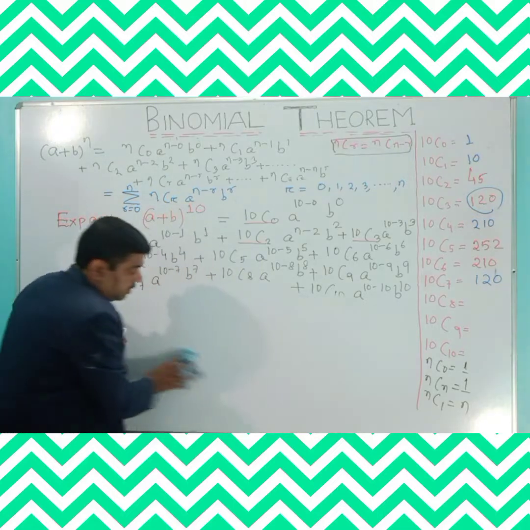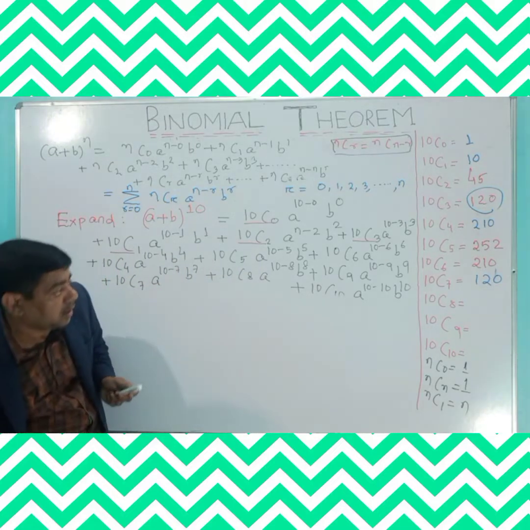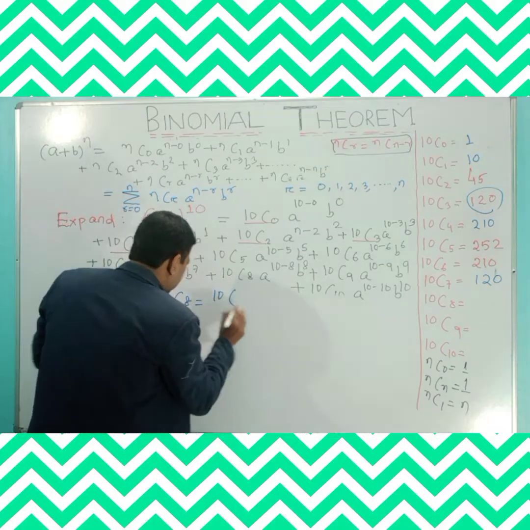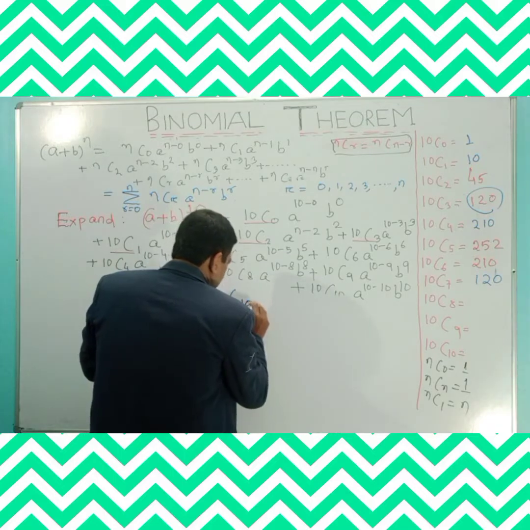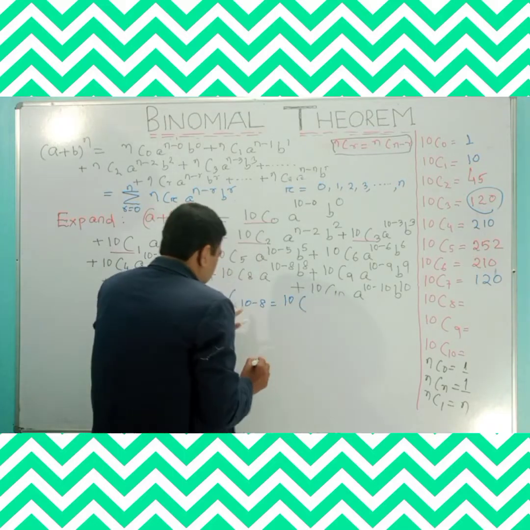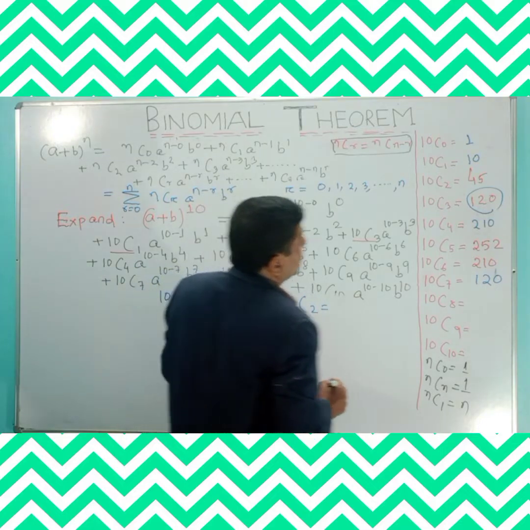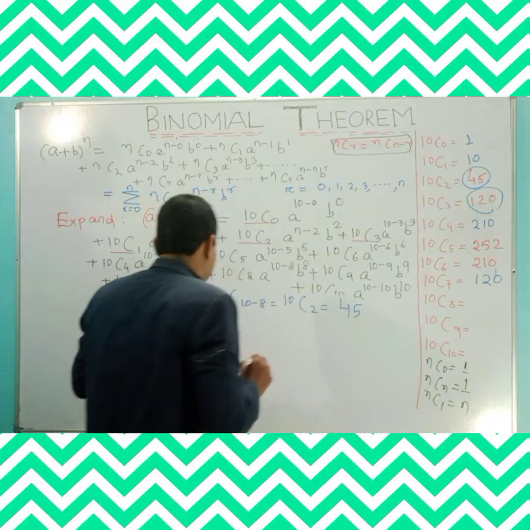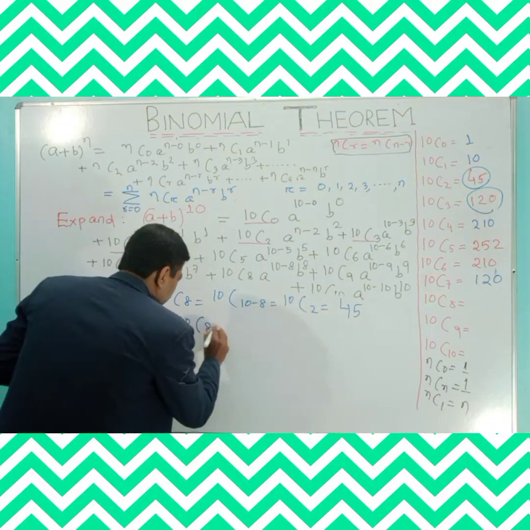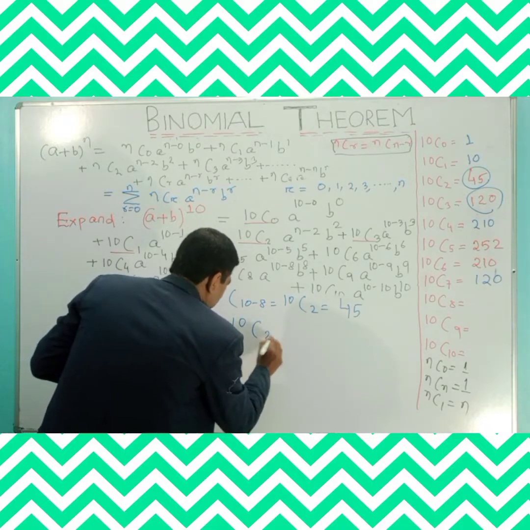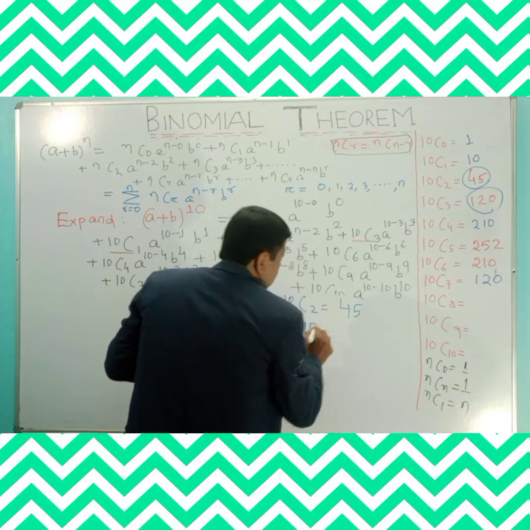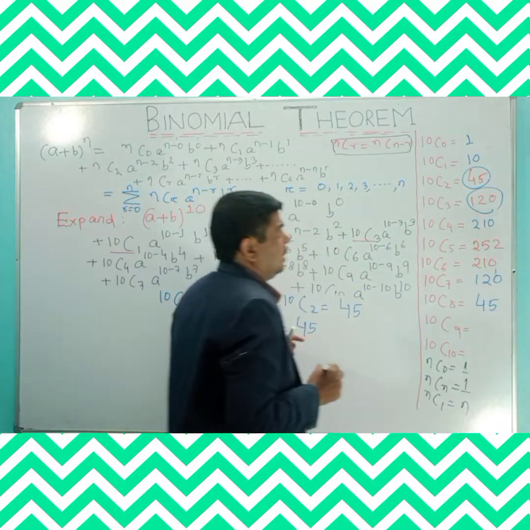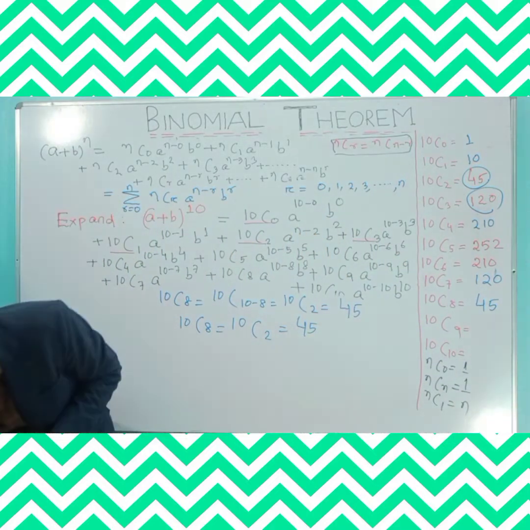The next point is 10C8. 10C8 means 10C(10 minus 8), which is 10C2. What is the value of 10C2? It is 45. So 10C8 is equal to 10C2, whose value is 45. You can write that the 10C8 value is also 45. Is it clear?